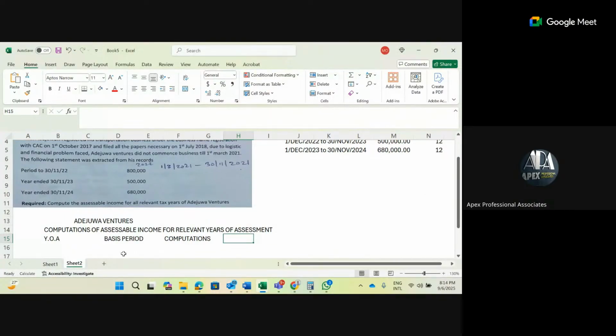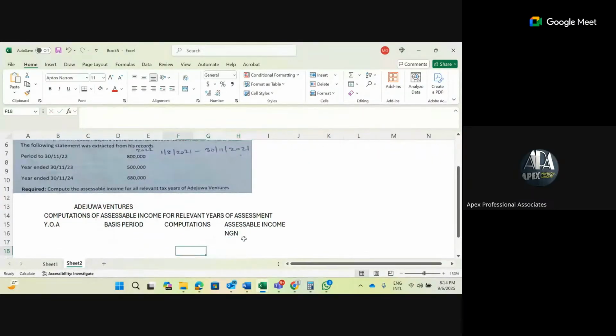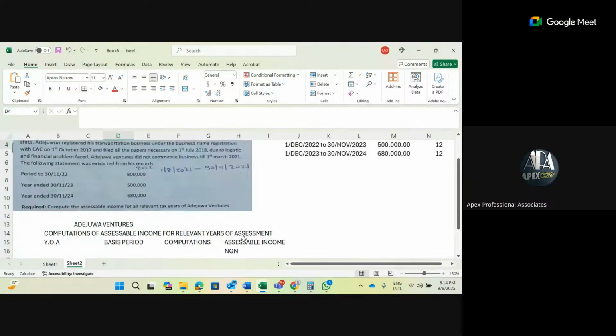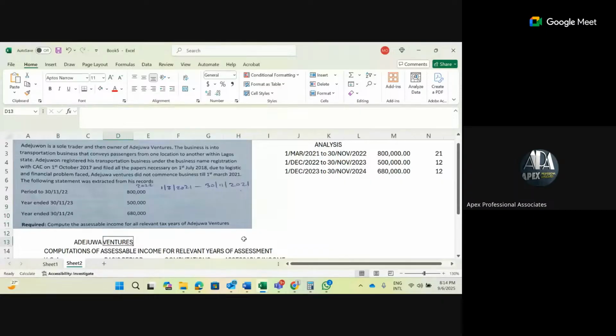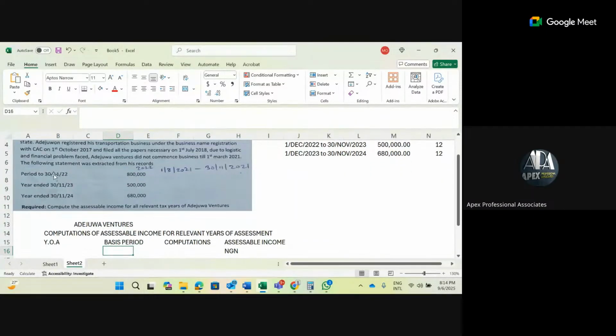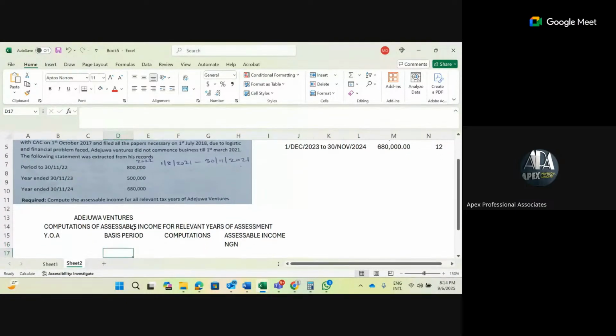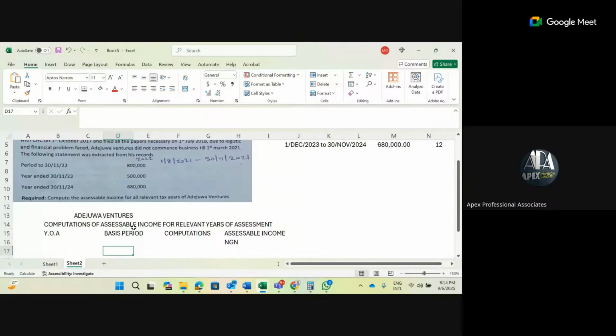So we are going to have the year of assessment, basis period, computations, and we are now going to have another column for our assessable income. For the assessable income, very, very important, your naira is very, very important. Now, the question is, when did the business commence operation? The business commenced operation on 1st of March. And you can see that the year end they are giving to us is 30th of November. So the year end of this company is 30th of November.